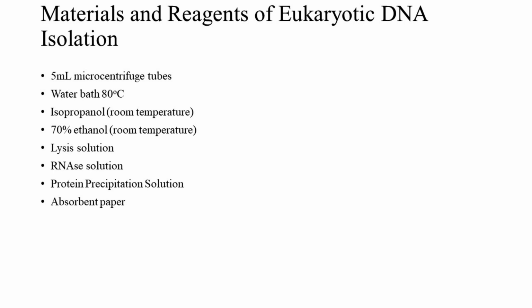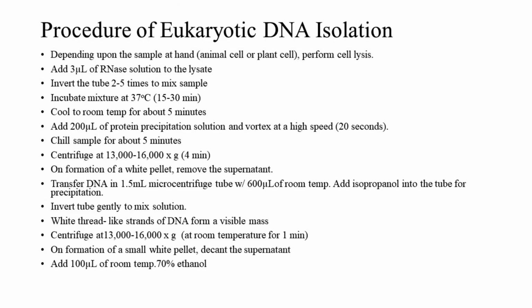Materials and reagents of eukaryotic DNA isolation. 5 ml microcentrifuge tubes. Water bath 80 °C. Isopropanol, room temperature. 70% ethanol, room temperature. Lysis solution. RNase solution. Protein precipitation solution. Absorbent paper.